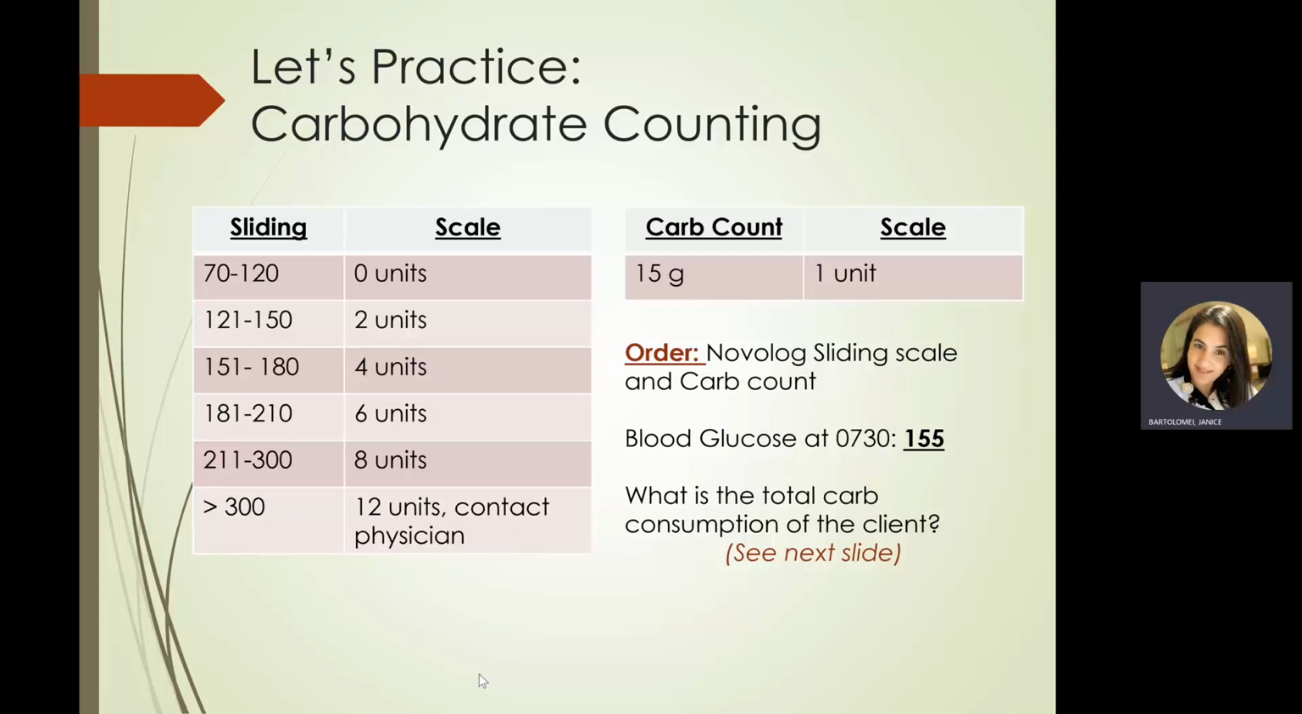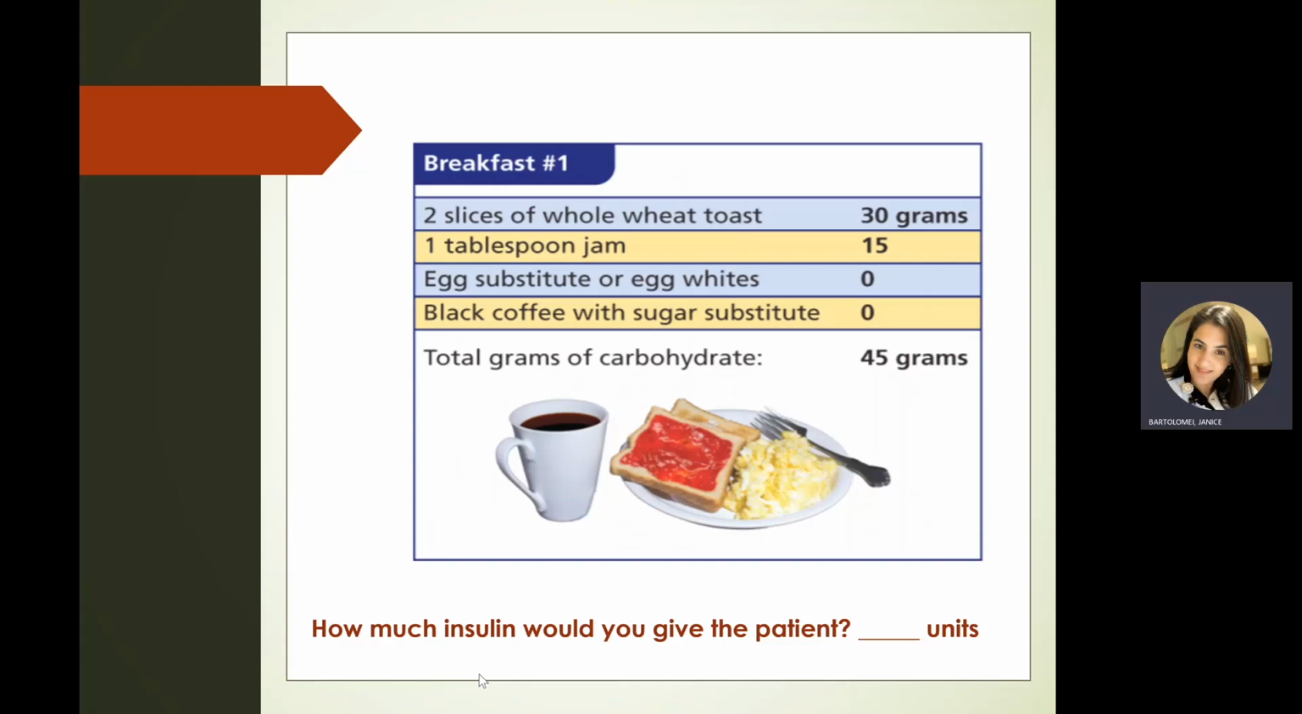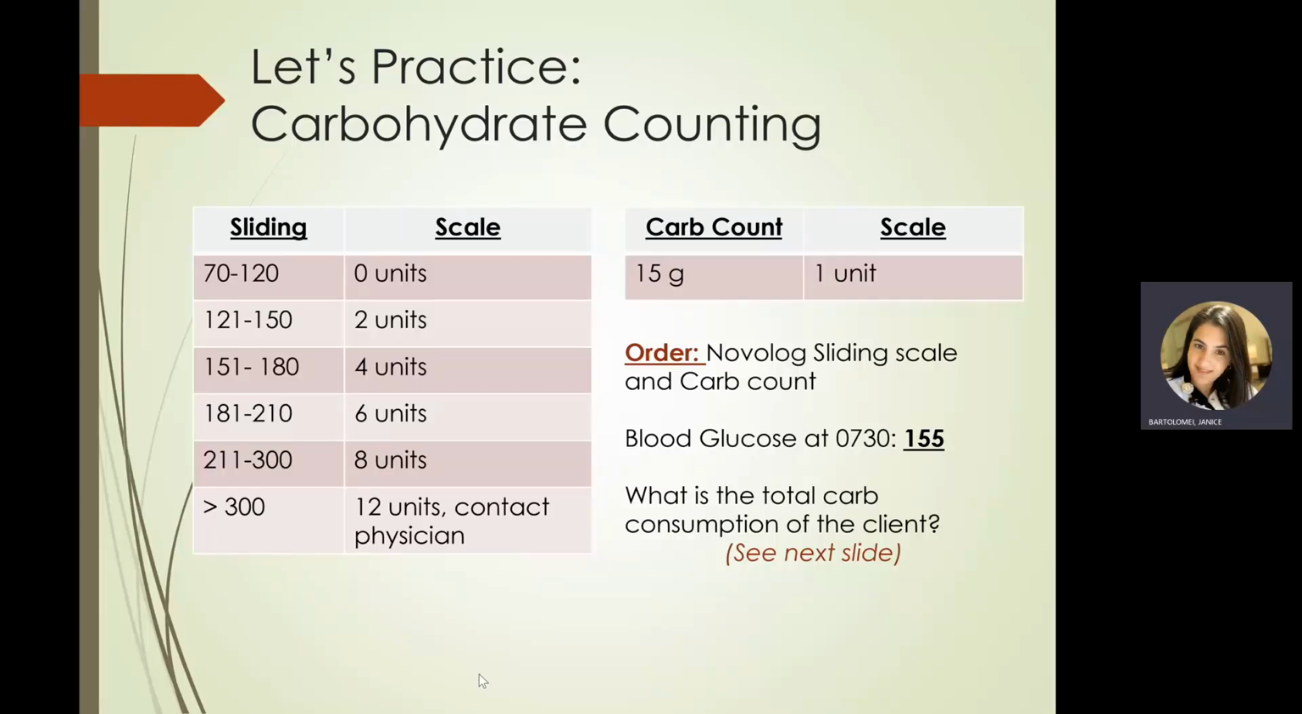Their glucose level that morning was 155, and then they consumed this breakfast, and we're going to look at what the breakfast is. Two slices of toast, 1 tablespoon of jam, eggs, and coffee. It's a total of 45 grams. So the client ate 45 grams and had a glucose level of 155. So 155 falls under 4 units and they ate 45 grams.